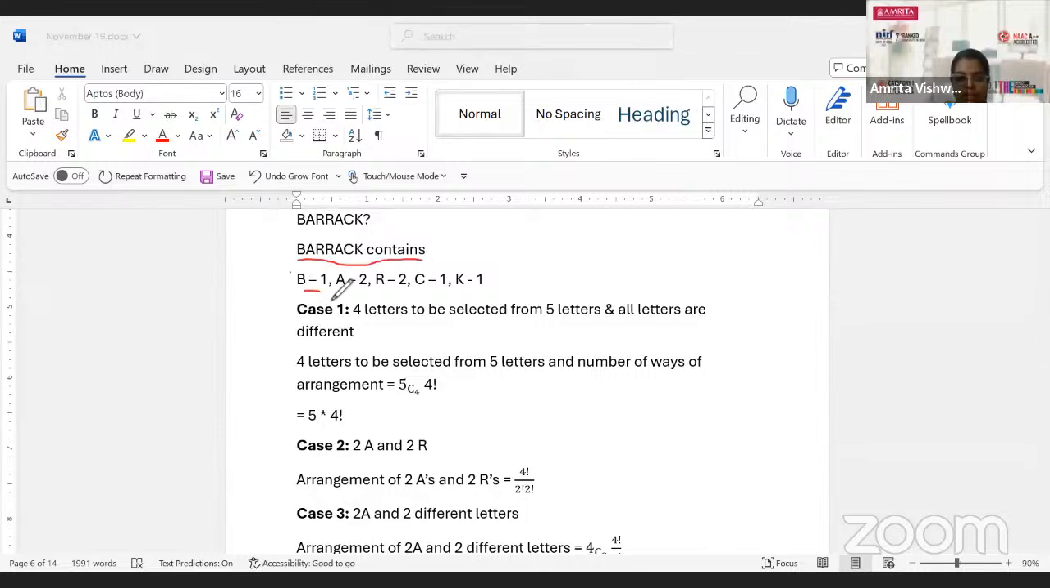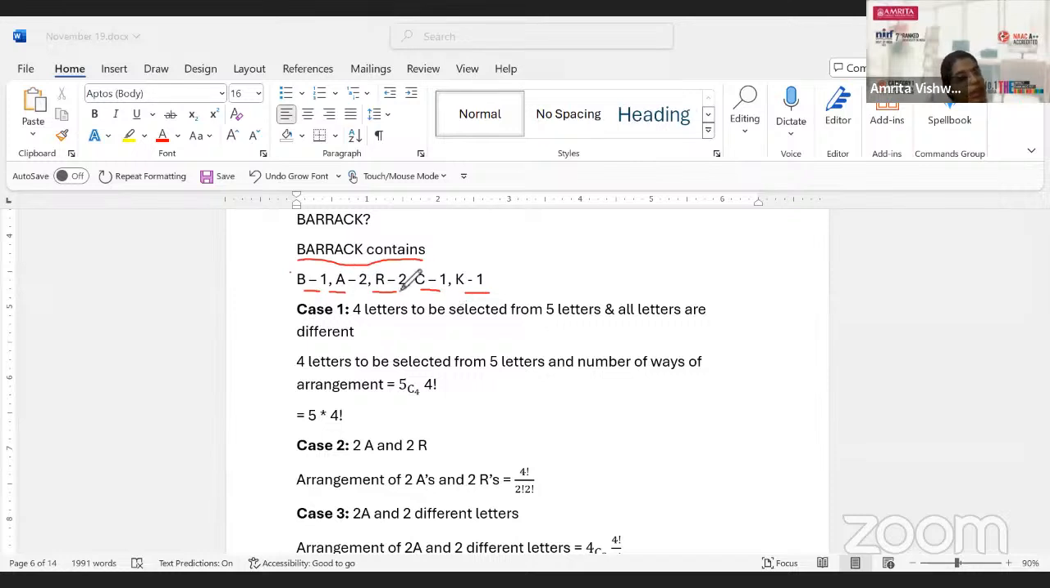So B is 1, A is 2, R is 2, C is 1, and K is 1. For a 4-letter word, I have totally 5 letters, and let's say all of them are different. So the very basic initial method in which I'll be able to select 4 from the 5 is 5C4, and I'll be able to arrange it in 4! ways. Anything that's okay.